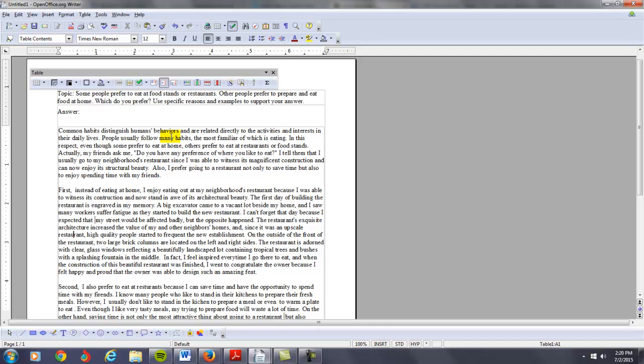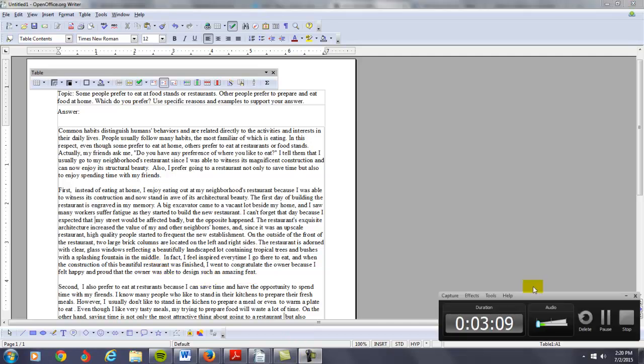On the outside of the front of the restaurant, 2 large brick columns are located on the front and left sides. The restaurant is adorned with clear glass windows reflecting a beautifully landscaped lot containing tropical trees and bushes with a splashing fountain in the middle. In fact, I feel inspired every time I go there to eat, and when the construction of this beautiful restaurant was finished, I went to congratulate the owner because I felt happy and proud that the owner was able to design such an amazing feat.